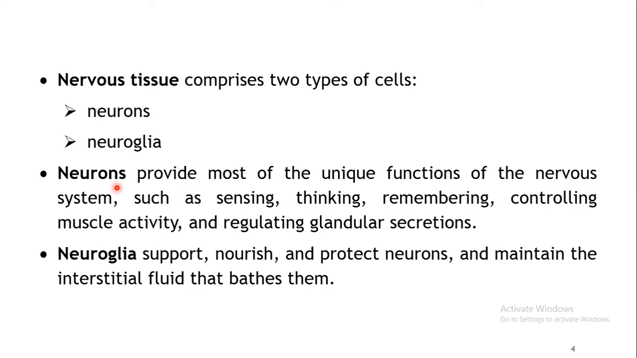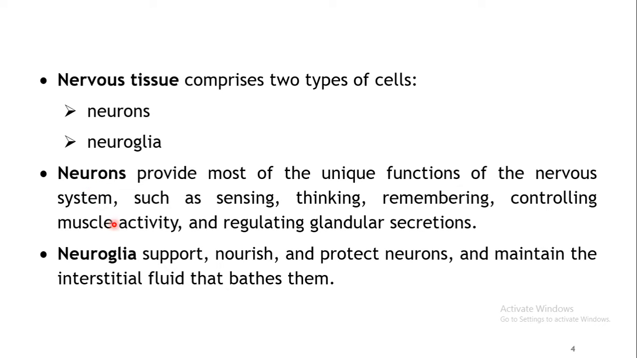Neurons, as you all must be aware, are the basic functional unit which carries out most of the functions of the nervous system, that is sensing, thinking, remembering, controlling your muscle activity or regulating glandular secretions. These are mainly carried out by neurons, the functional units of your nervous system. They carry signals from one place to another, which helps in sensing or integrating the functions.